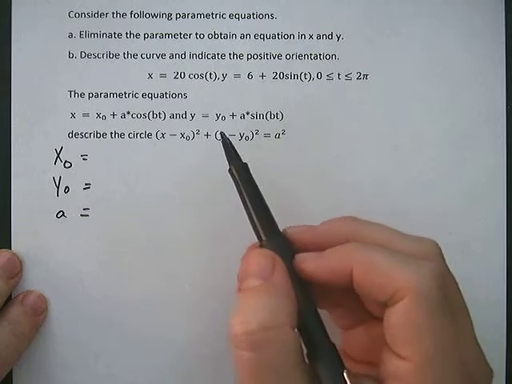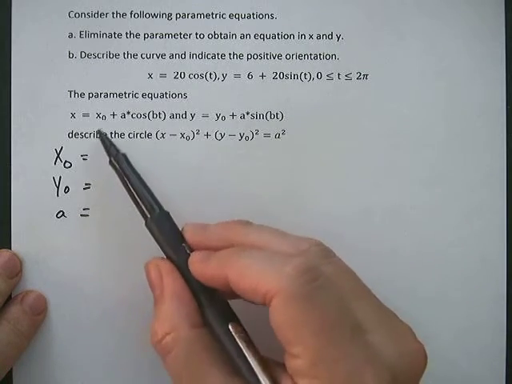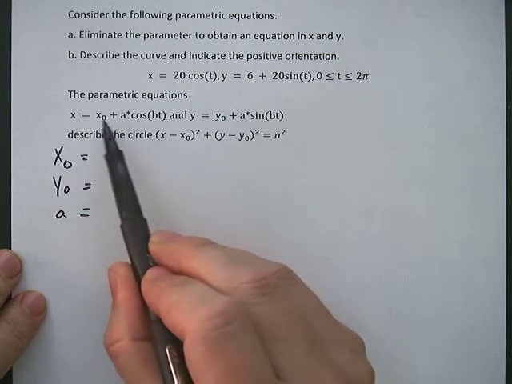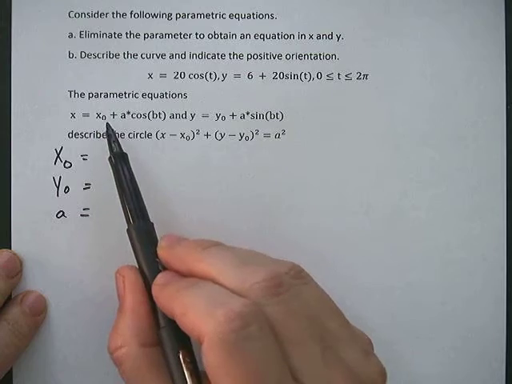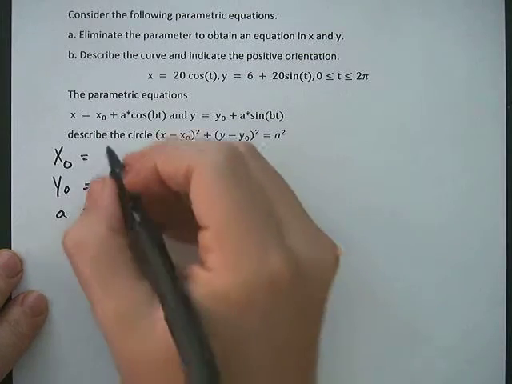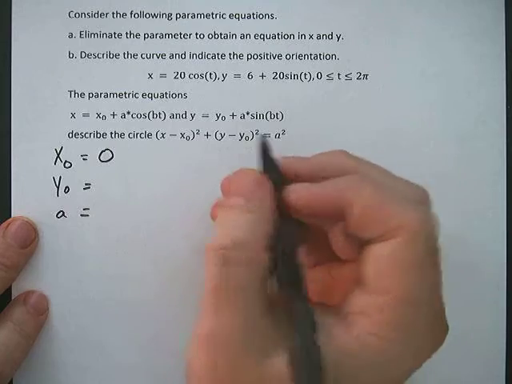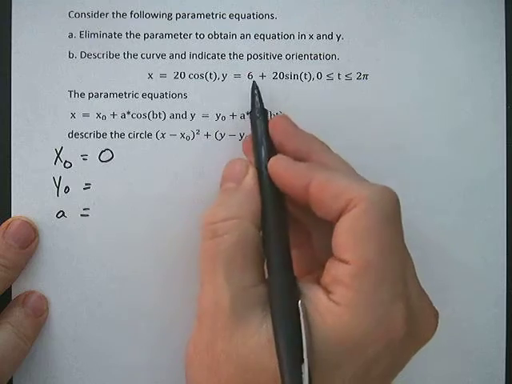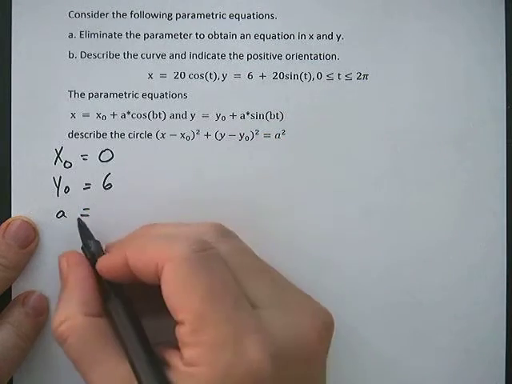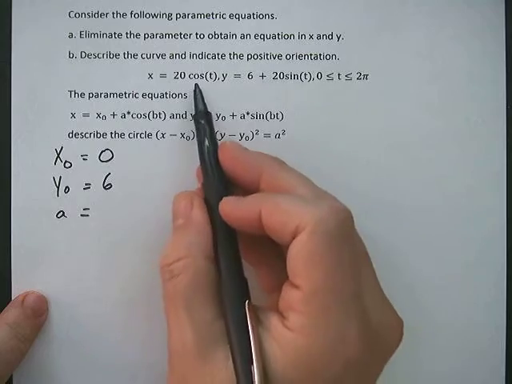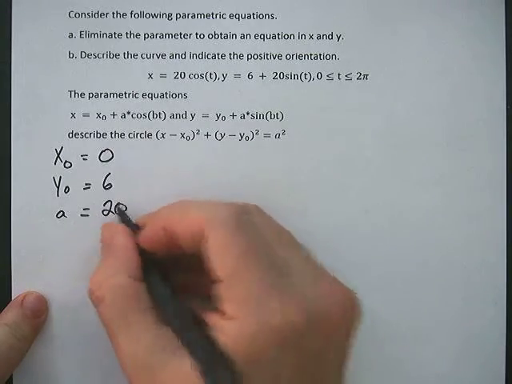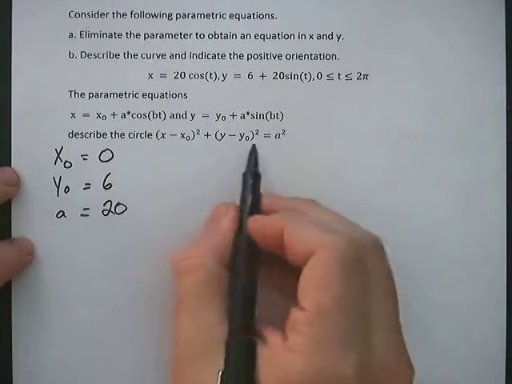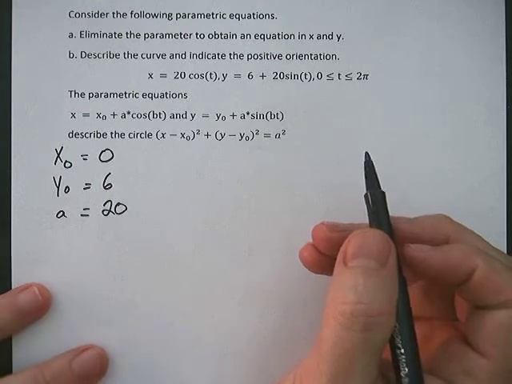Okay, so we can look at this and see, in the first equation, we're given 20 cosine t, which accounts for this part, but we're not given an x naught. So we'll just say that x sub 0 is equal to 0. And y sub 0, over here, we can see that that is a 6. And then for a, that's the number that's going to be in front of the cosine or the sine. That's equal to 20. Now given that, we're just going to write down the equation of this circle.